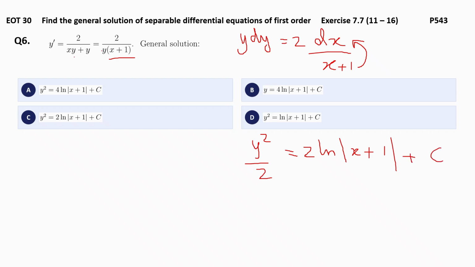Now let's cross multiply. So you get y square is equal to, what is 2 multiplied by 2? 4 ln absolute value of x plus 1. Now plus 2, it is a constant, right? So when you multiply 2 with c, it becomes 2c. That's again a constant. So you can replace with just c, that's enough. Or if you want, you can replace with another variable. As in the options they mentioned c, I am also going along with c. Now let's hunt for the option and you get option A as the right answer. Don't confuse with B because B doesn't have y square. Okay. So yeah, that's it.